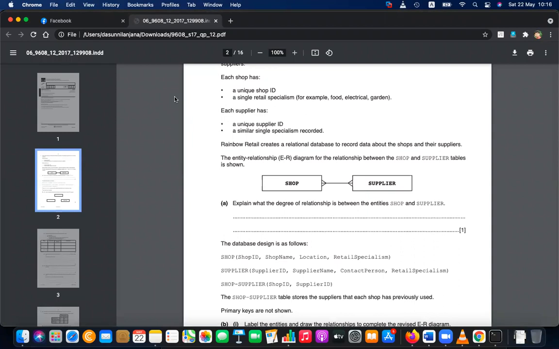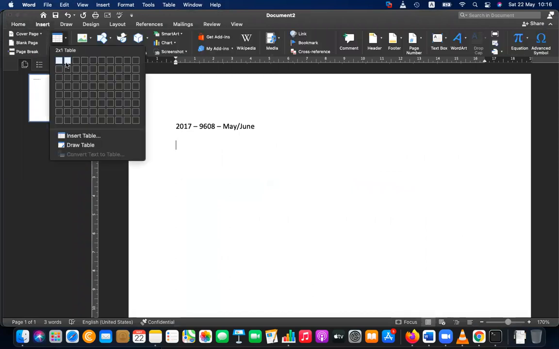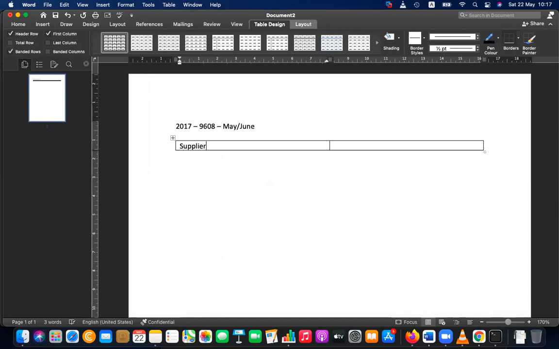Because if you keep a many to many relationship, that will result in multiple values in a single cell. That means in the shop cell, you sometimes have to put many values. Let's say supplier XYZ is supplying to shops 1, 2, 3 and 4. If you create a table with supplier on one side and shop on the other, and this supplier XYZ is supplying shops 1, 2, 3 and 4, then this is multiple values.